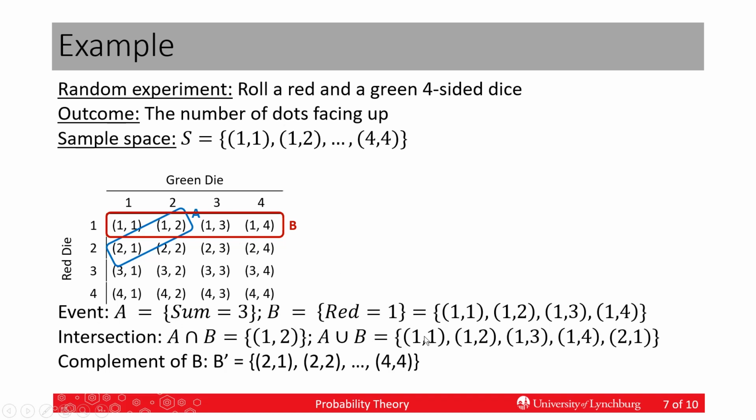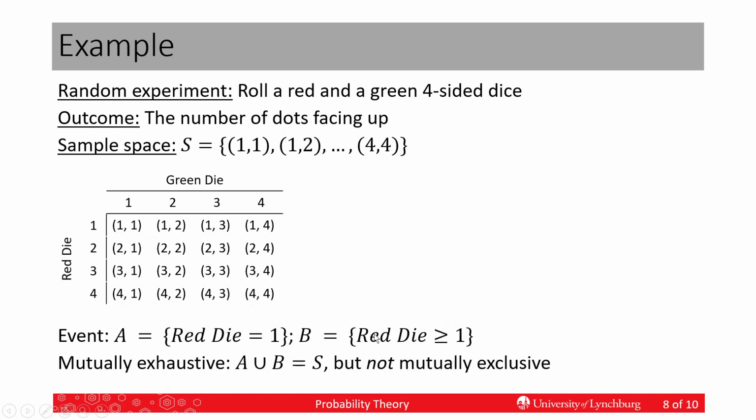So the union of A with B, or A or B, is all of these. Now notice I don't list the 1, 2 twice. I only have to list it once. And that's important. If it's in both, be careful when we start doing probabilities. We'll see the addition rule takes care of that. And then the complement of B. B is what's in red, and so the complement of B is everything that's not in red. So the 2, 1, 2, 2, all the way up to 4, 4, which is what I've written here.